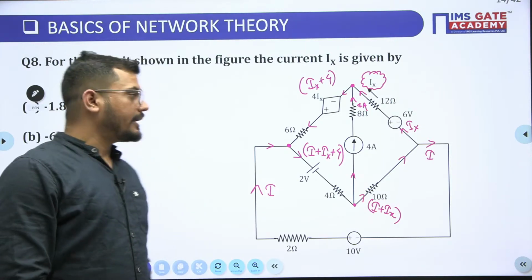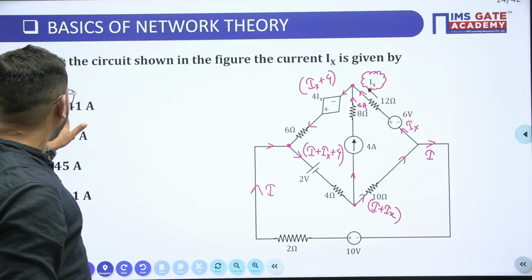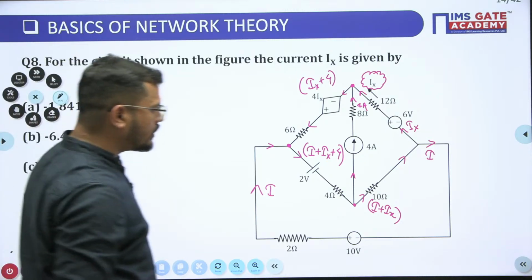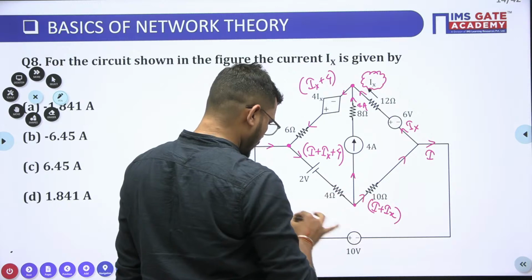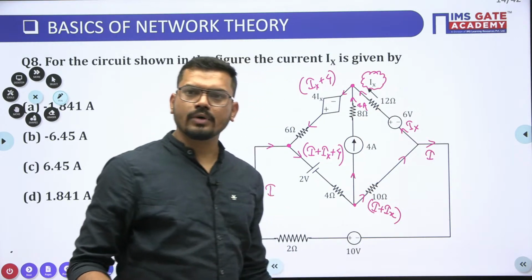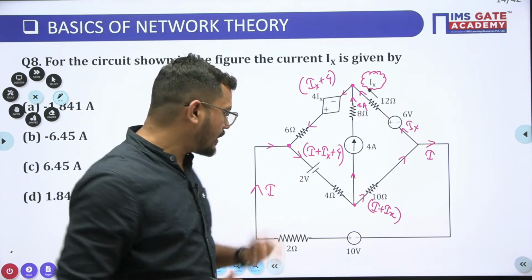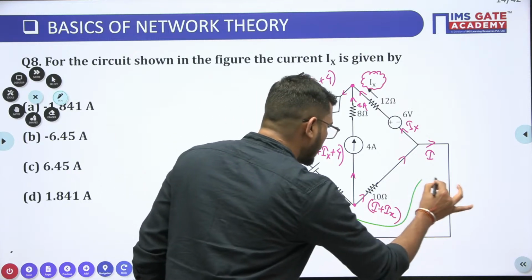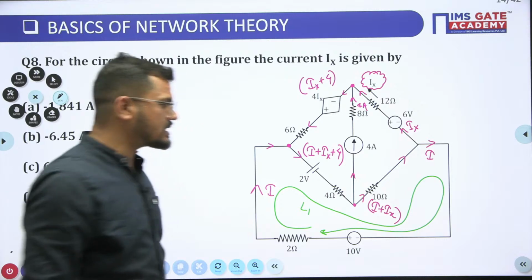Just see here, guys, what we can do here. I can take KVL in this way, or an outer loop also. It's your choice in which way you want to write KVL, guys. So I'm just taking a small loop. Suppose this one is L1.